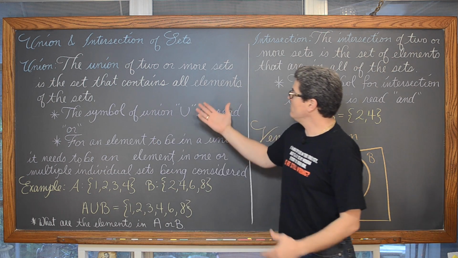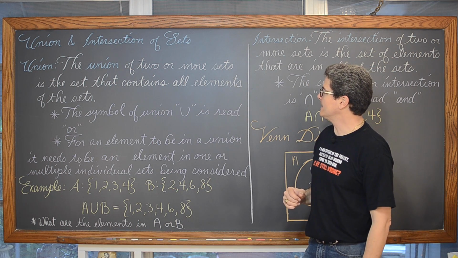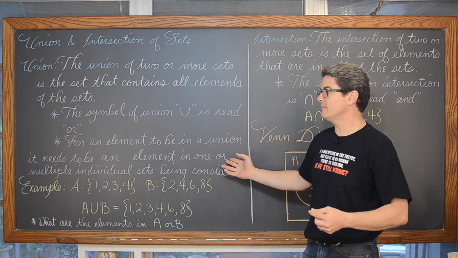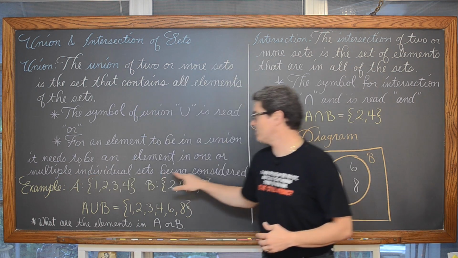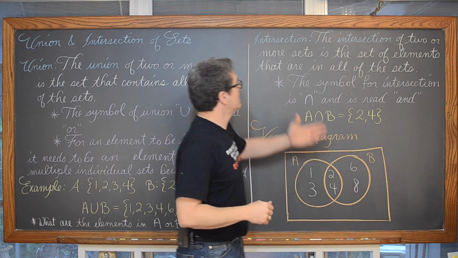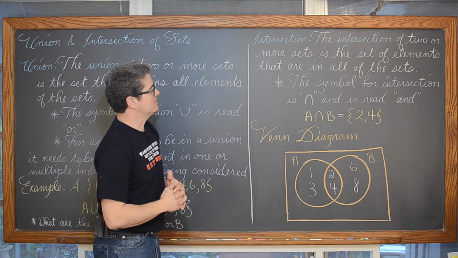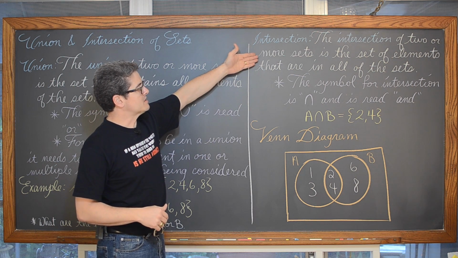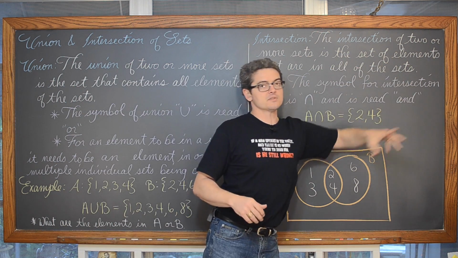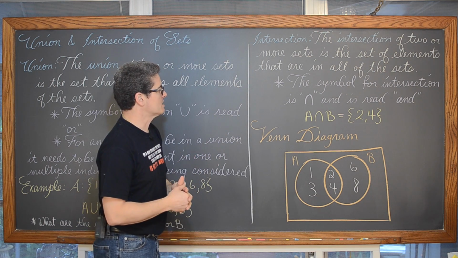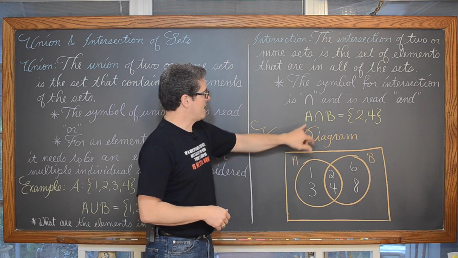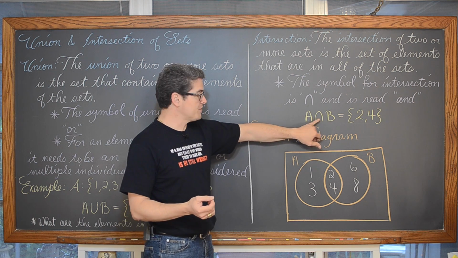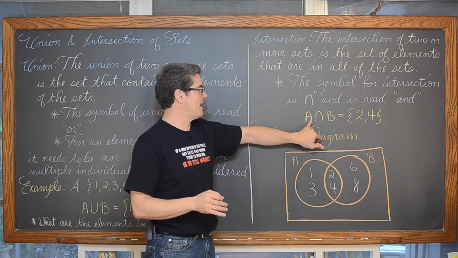For an element to be in a union, it has to be an element in one or multiple individual sets to be considered. But getting back to reading the definition, the intersection of two or more sets is the set of elements that are in all of the sets. So that's not going to be as many values. So we have A and B. What elements are in both, because this is the intersection of A and B.